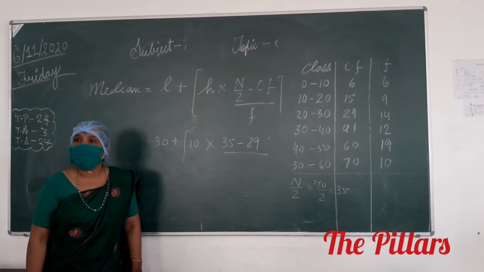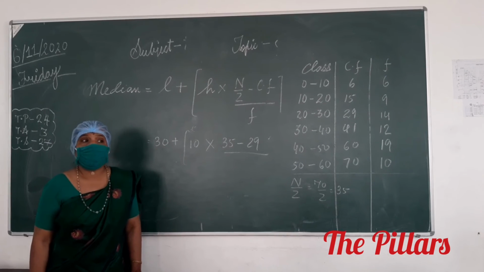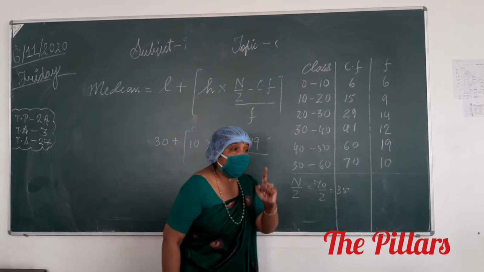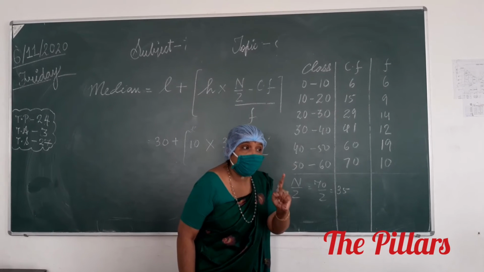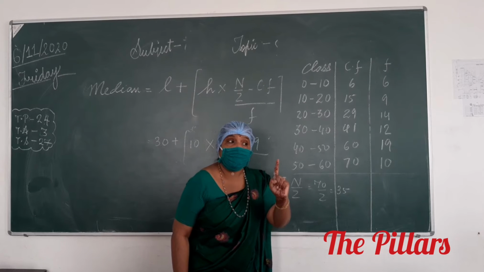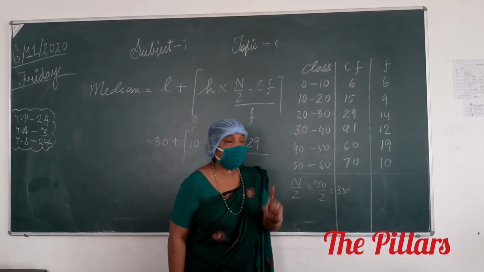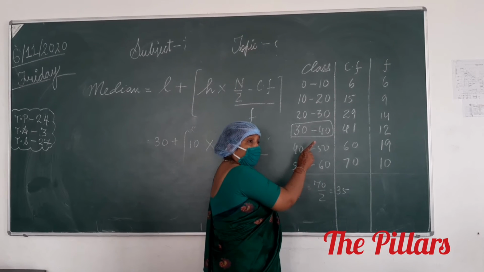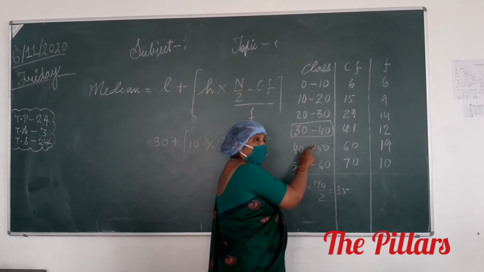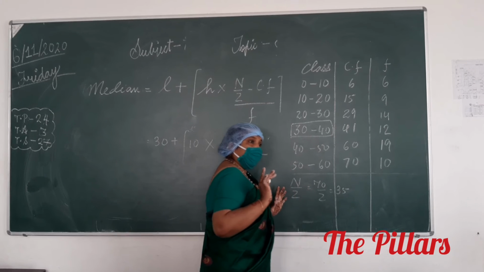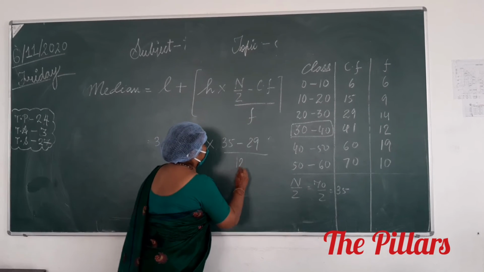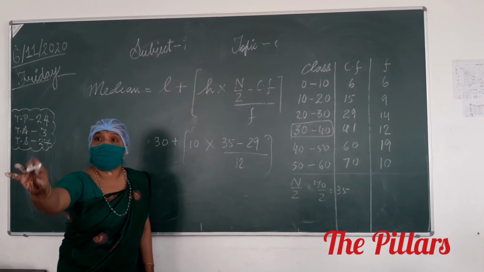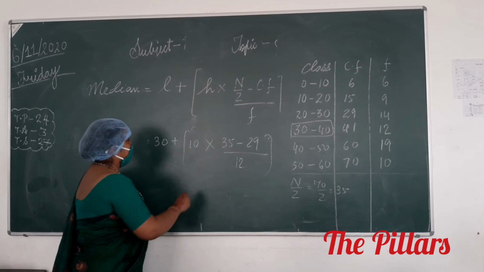What is F? Frequency, beta, frequency of the median class. Which one is the median class, beta? You tell me. 30 to 40. Which one is the frequency? 12. Frequency of the median class. Quickly, I am counting till 10. Find out the answer and tell me.